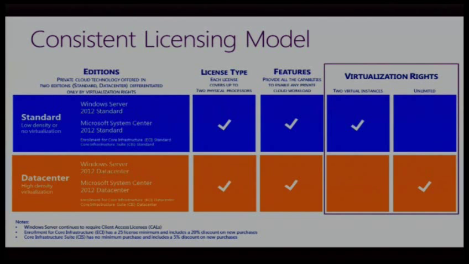They both have the same licensing model, a processor license that covers up to 2 physical processors on a server, and both editions of the products have the same capabilities. Once again, the only differentiator between the editions will be the virtualization rights. Standard Edition provides 2 virtual instances with each license, and Data Center, again, offers unlimited virtualization with each license.